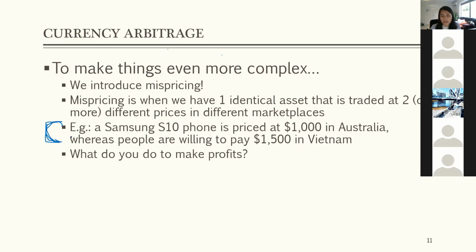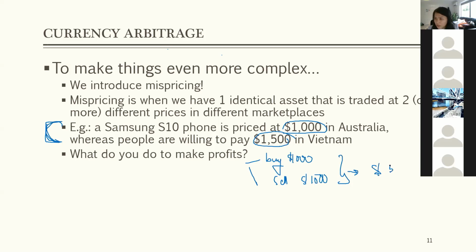So as a smart trader, if you want to make profit in this case, what would you do? I will buy from Australia and sell it in Vietnam. Exactly right. So I'm going to buy here and I'm going to sell here. I'm going to be buying the same identical product in Australia, go to Vietnam and sell it for a higher price. I'm going to buy at 1,000 and I'm going to sell at 1,500. So how much do I earn? $500. $500, right, spot on. So I earn the spread between the different prices.